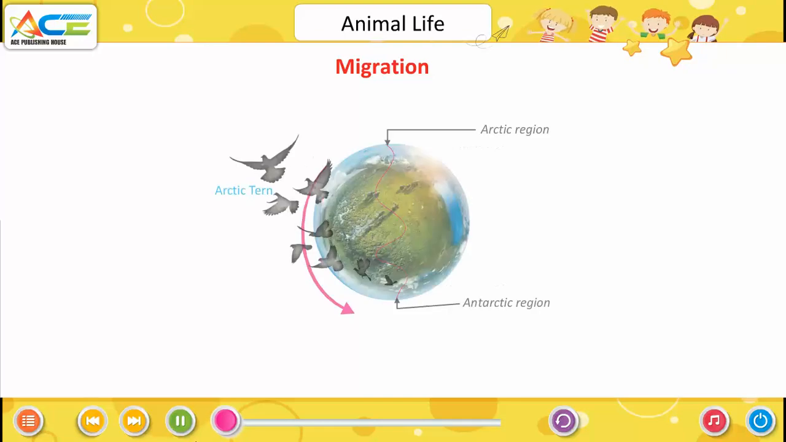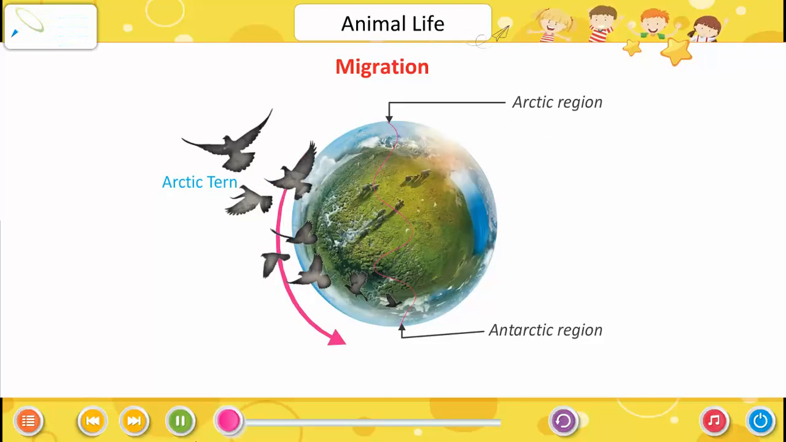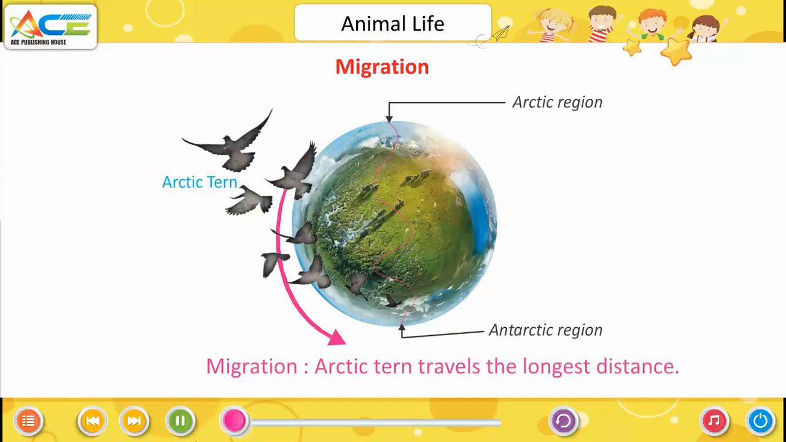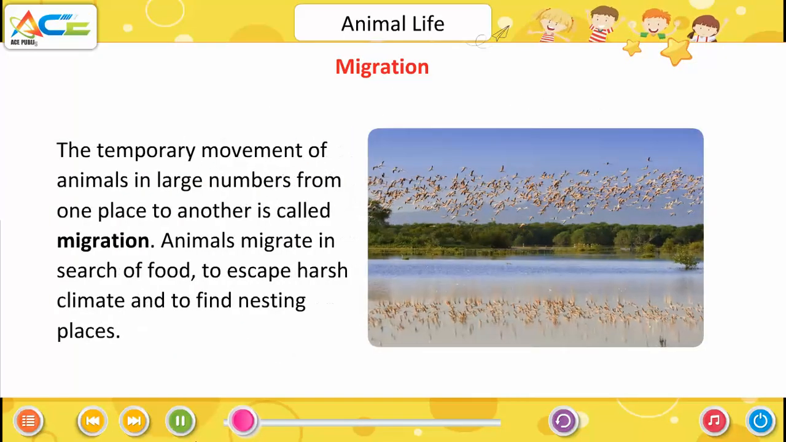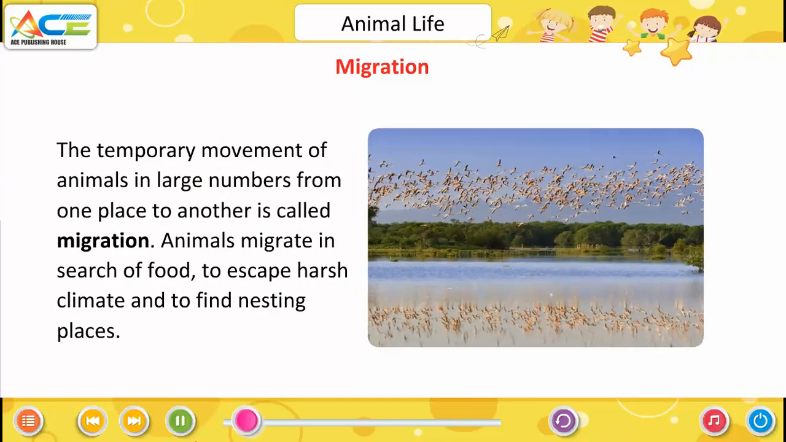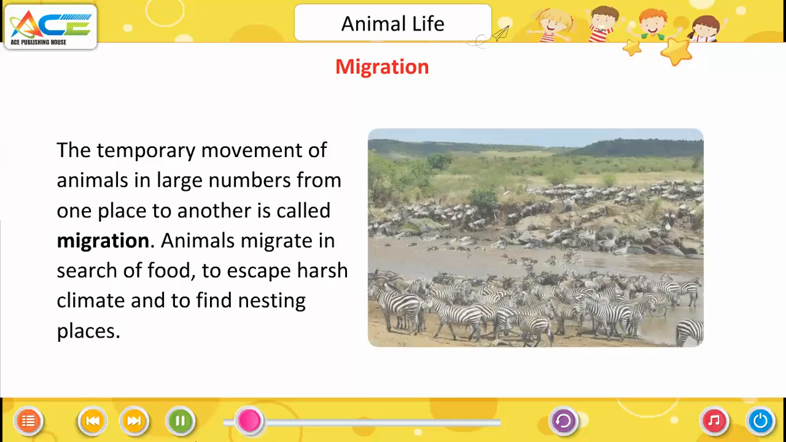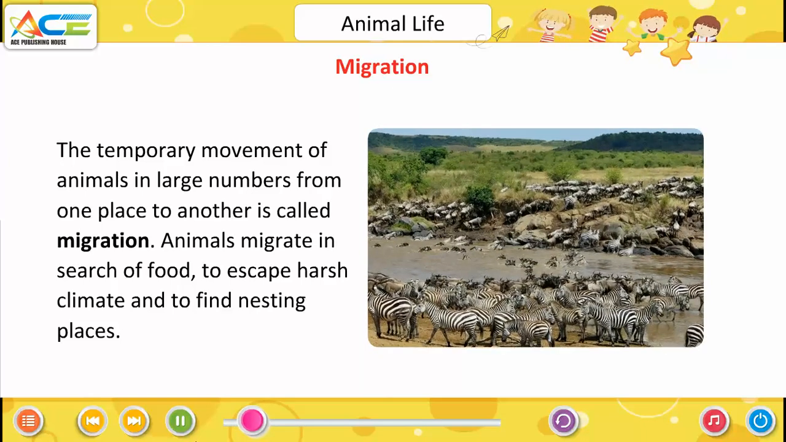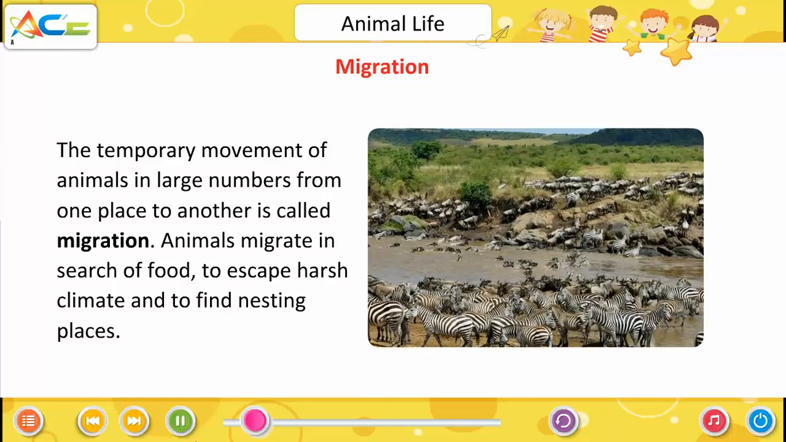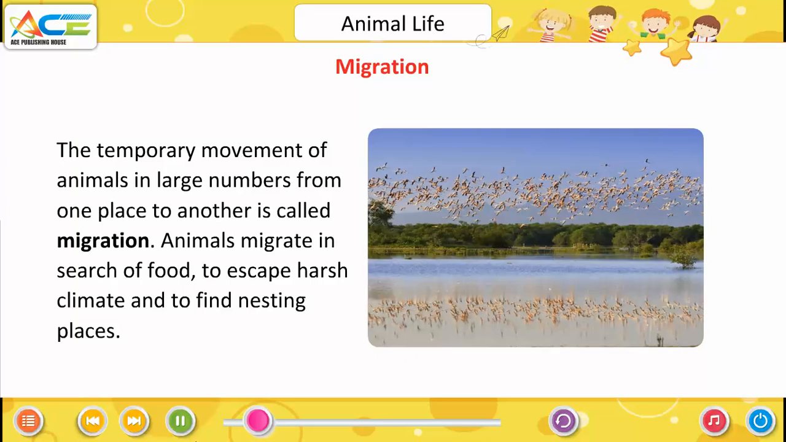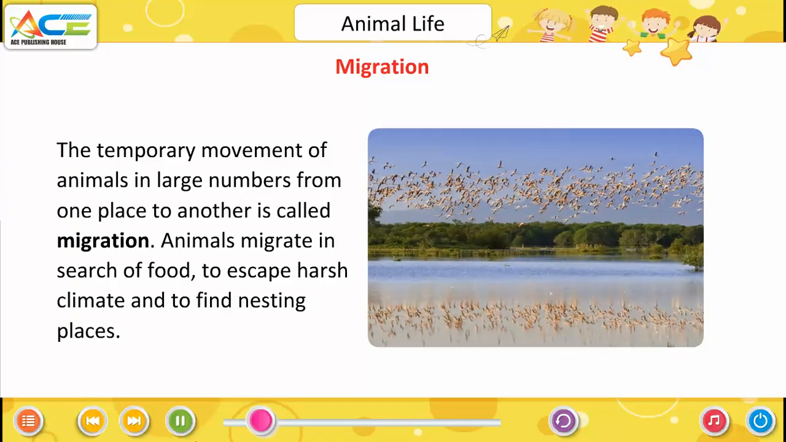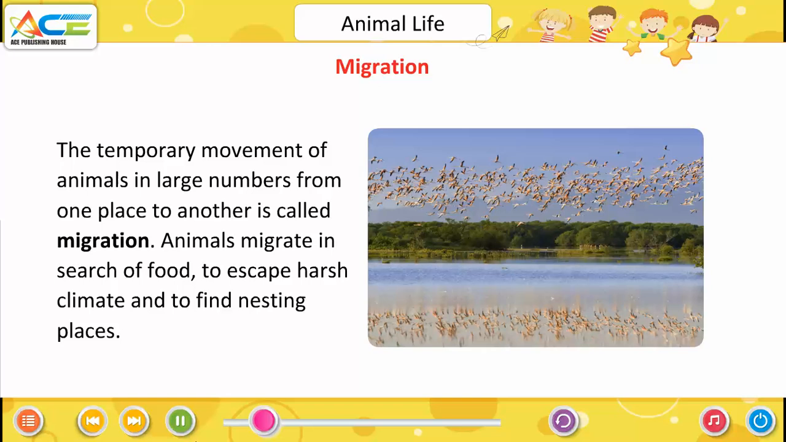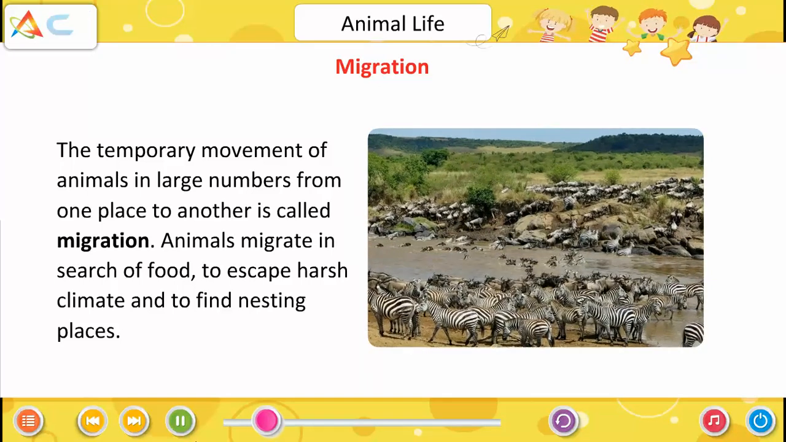Migration. Arctic region. Antarctic region. Arctic tern. Migration. Arctic tern travels the longest distance. The temporary movement of animals in large numbers from one place to another is called migration. Animals migrate in search of food, to escape harsh climate and to find nesting places.